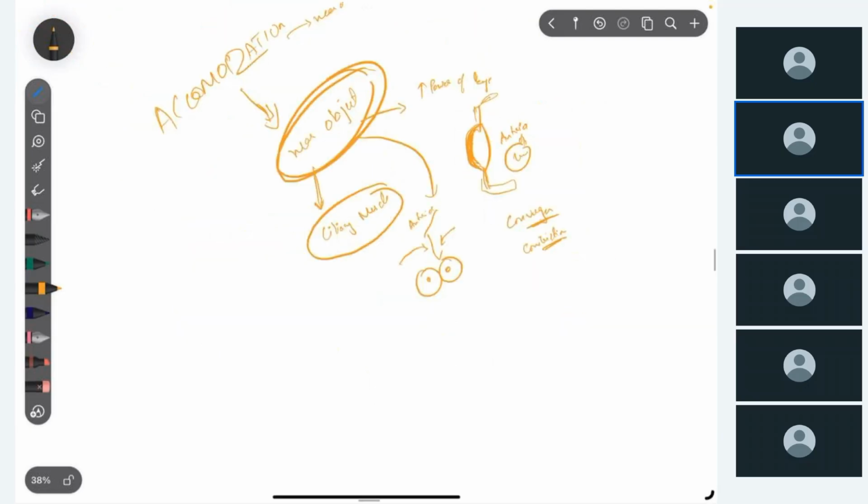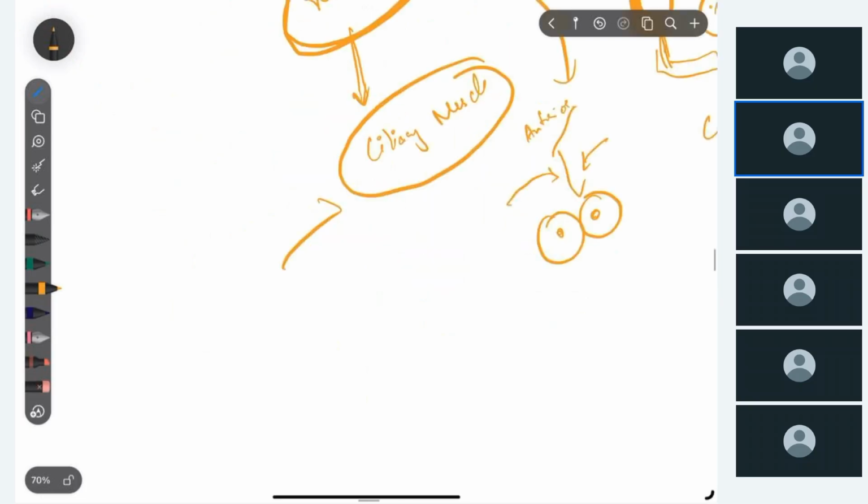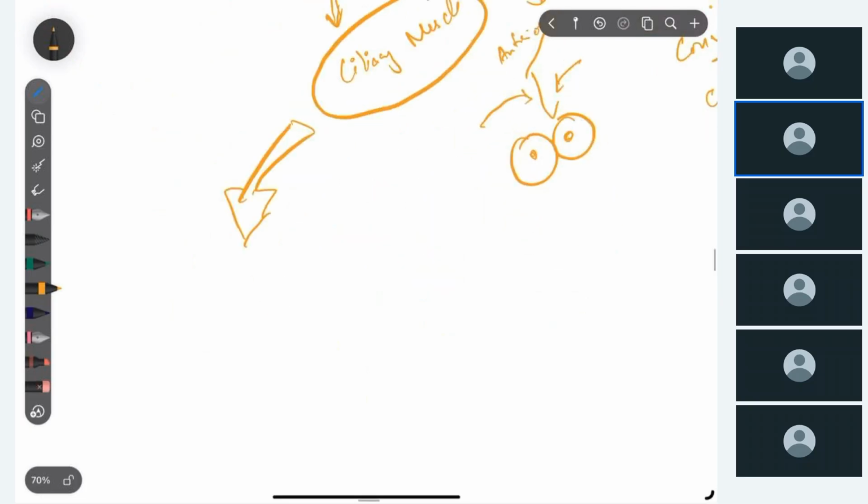Now, based on this, you have a problem. When the person is aging, his ciliary muscles become weak. So he has difficulty in seeing nearby objects. That is called presbyopia. His ciliary muscles are weak, so he is unable to read the object. This is called presbyopia.